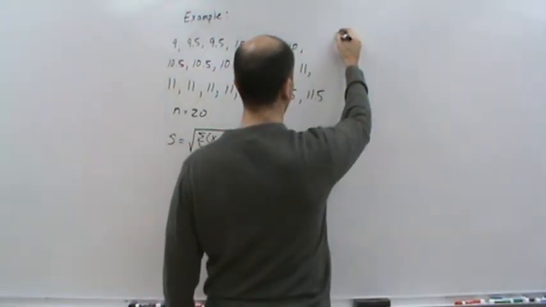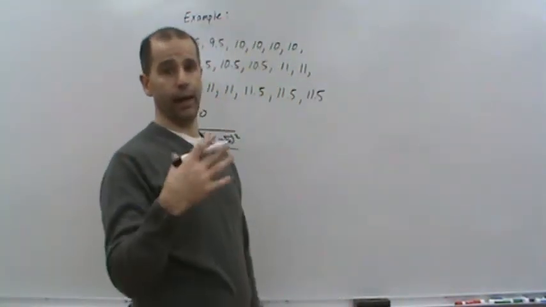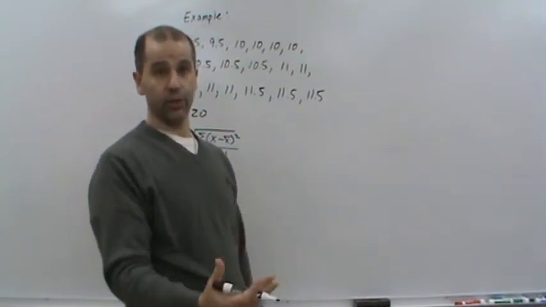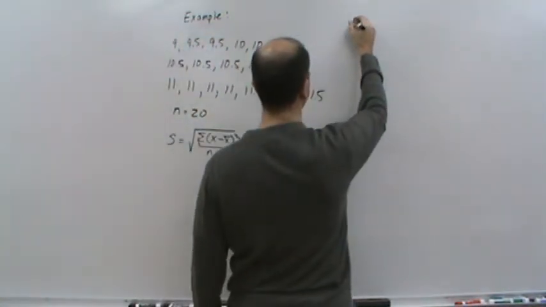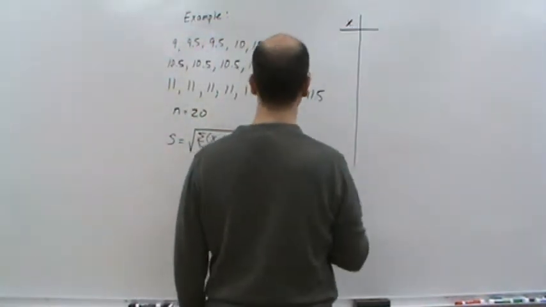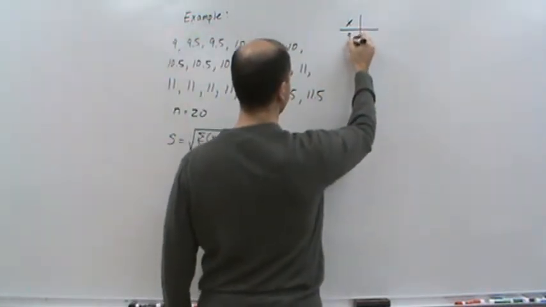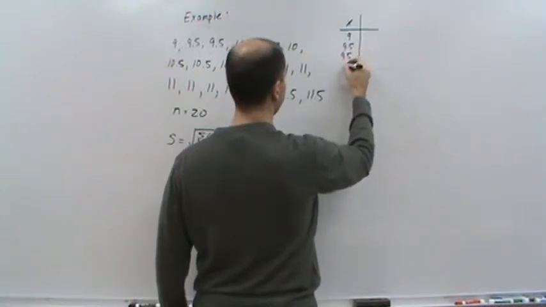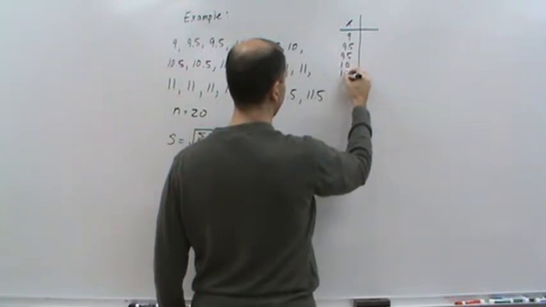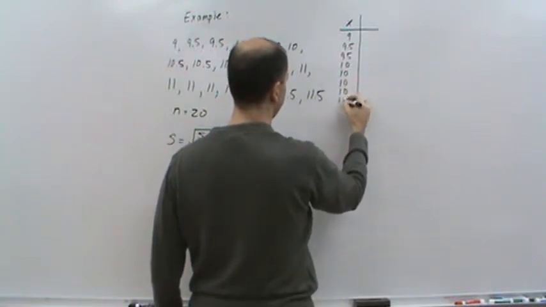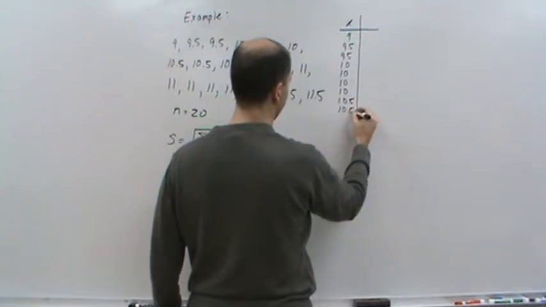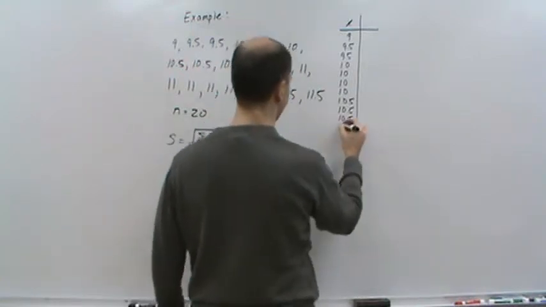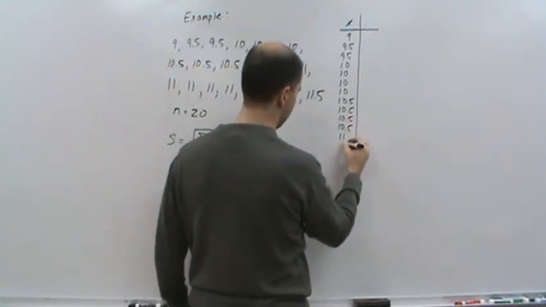Now I'm going to draw a table. Normally, just so you know, I wouldn't do this with a large data set like this. I'd use the calculator, but I'm going to show you that it does work. So let's use x. Here are the x values, and I'm just going to write them down. It's 9, 9.5, 9.5, and then 10, 10, 10, 10, 10.5, 10.5, 10.5, and 10.5. And then I've got 6 11s.